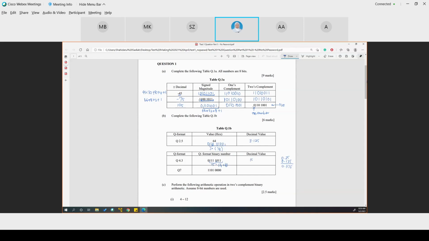Combine it. It is 15.375. 15.375. That is 6 marks. Each of these is 2 marks.